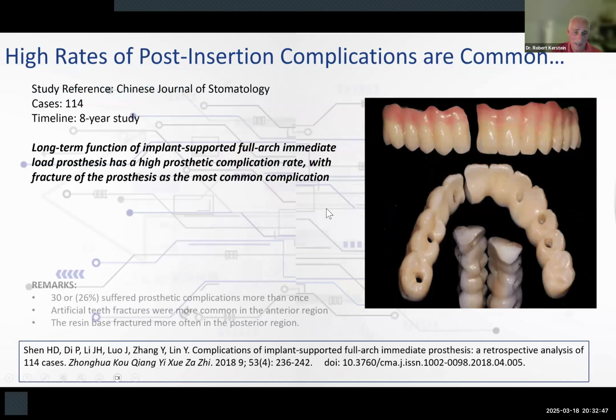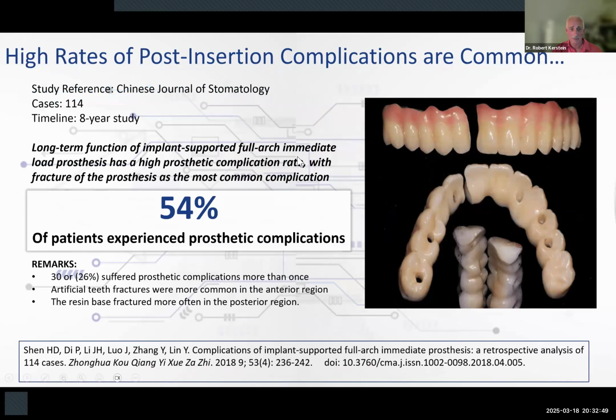So here's just an example of one study that was published, an 8-year follow-up study on 114 full arch implant supported prostheses. Half of them broke. And if they break like this, as you all know, if you've had this happen, you can't repair this. I mean, you can mechanically try to repair it, but it doesn't repair. The only way to repair this is to make a second one. And unfortunately, that's the reality of the modern dental materials.